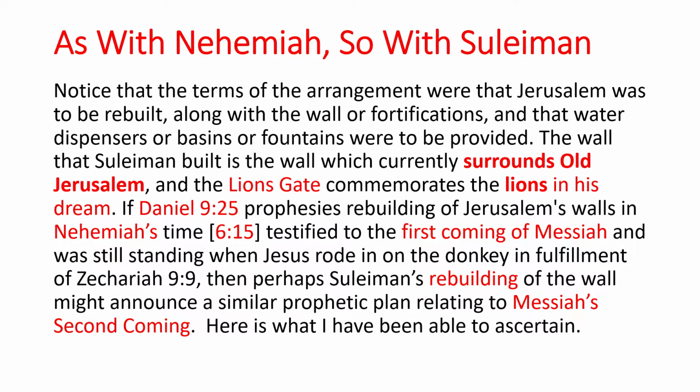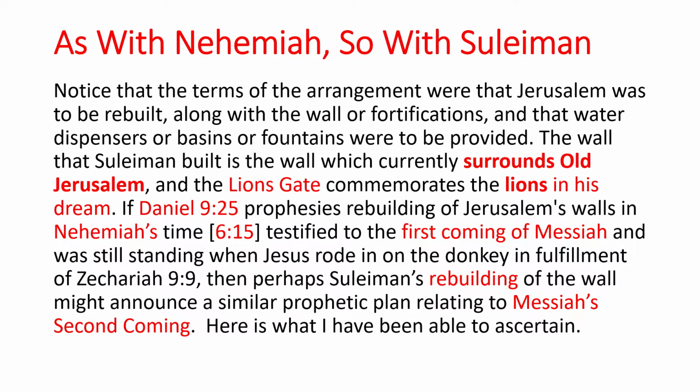The wall that Suleiman built is the wall which currently surrounds Old Jerusalem. And the Lion's Gate commemorates the lions in this dream. If Daniel 9:25 prophesies rebuilding of Jerusalem's walls in Nehemiah's time, it testified to the first coming of the Messiah and was still standing when Jesus rode on a donkey in fulfillment of Zechariah 9:9. Then, perhaps, Suleiman's rebuilding of the wall might announce a similar prophetic plan relating to Messiah's second coming. It repeats, guys.